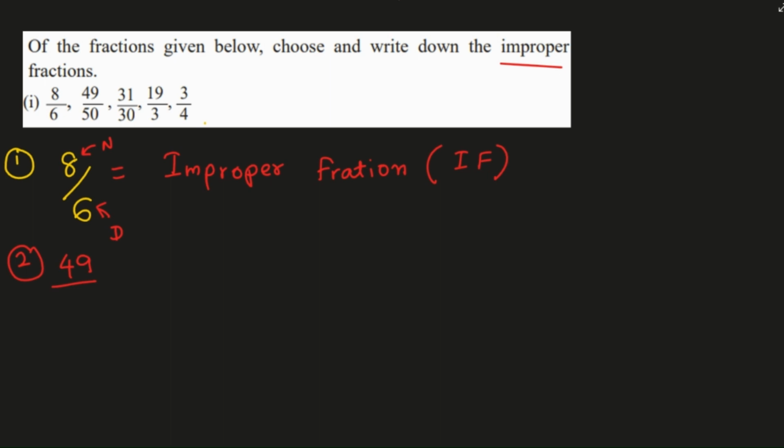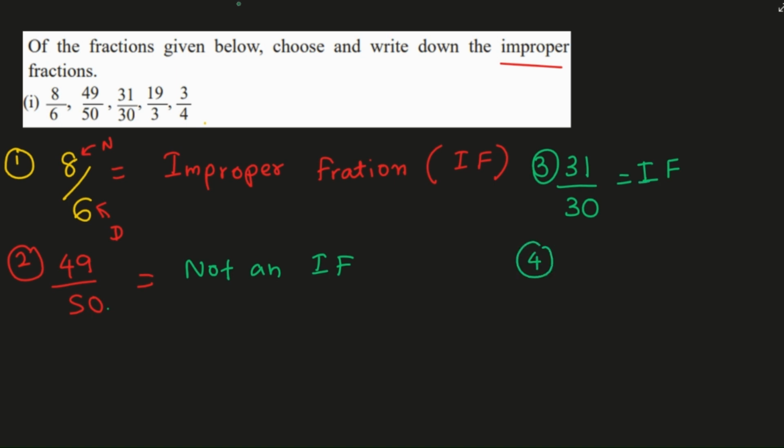49 upon 50. The numerator is smaller than the denominator. So this is not an improper fraction. The third one, what happens? 31 out of 30. The numerator here is greater than the denominator. So this is an improper fraction, not a proper fraction.